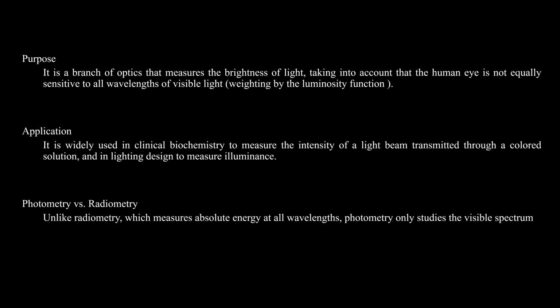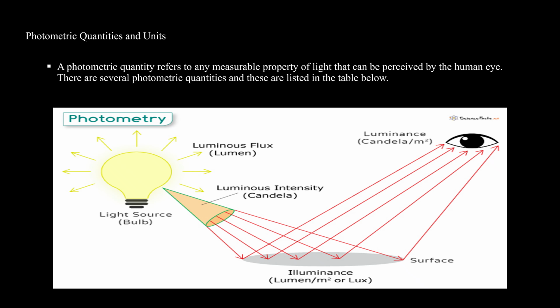The weighted luminance function is applied in biochemistry measurements, of interest in light transmitted through a colored solution, and in addition in the measurement of luminescence. Photometry, unlike radiometry, which measures absorbed energy at all wavelengths, only studies the visible spectrum. Now we study the photometric equivalents, the preferential measurement of light by the human eye. There are several photometric quantities, listed in the table below.